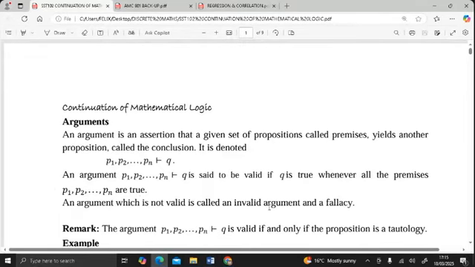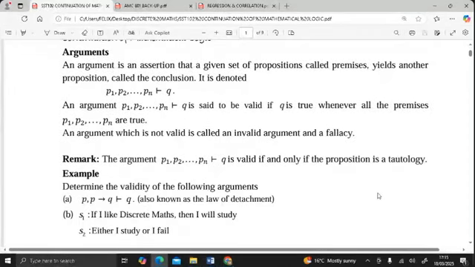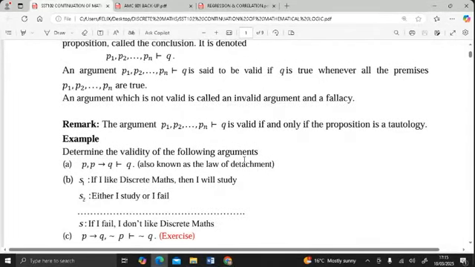An argument which is not valid is called an invalid argument or a fallacy. So for us to have a clear view of this, it is important that we look at how to go about it. Here we say that an argument is valid if and only if the proposition is a tautology. In this case, it is the whole of this being a tautology. Of course, we have some implication at some point leading us to this conclusion.